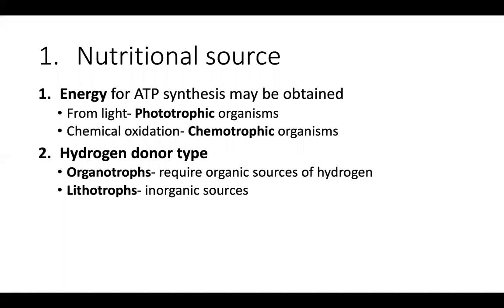Energy for ATP may be obtained from light. These are the phototrophic organisms. Through chemical oxidation, these are the chemotrophic organisms. What about the hydrogen donor type? The organotrophs require organic sources of hydrogen, while lithotrophs use inorganic sources of hydrogen.